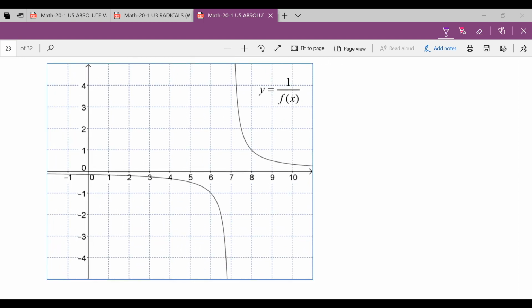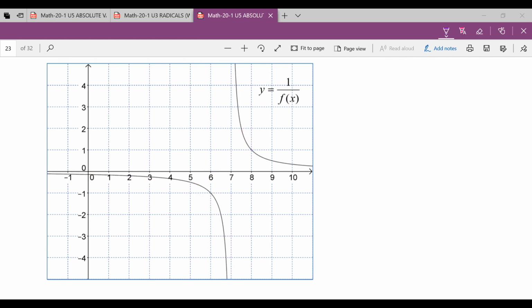So there is some f of x. This is 1 over f of x. There is some graph that looks something like that, which is the original f of x that gives us the reciprocal, which looks like that. Okay, so our job is to figure out this line right here. So let's erase this mess and work from a clean slate.